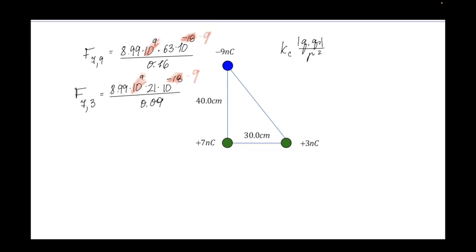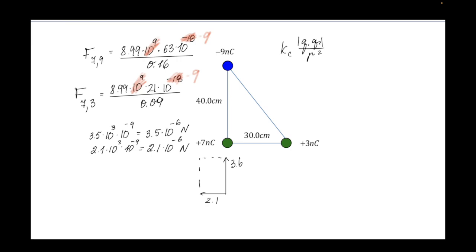So plugging things into the calculator, 8.99 times 63 over 0.16 gives me 3.5 times 10 to the 3rd. And then I have to remember that this is times 10 to the negative 9th. Altogether, 3.5 times 10 to the negative 6. 8.99 times 21 over 0.09 is giving me 2.1, again 10 to the 3rd, and 10 to the negative 9th because of nanocoulombs gets me 2.1 times 10 to the negative 6th. So both of these are in newtons. Both of them are 10 to the negative 6, so micronewtons, and I'm after this, which will be our net force, which is the hypotenuse in the right triangle, in newtons.